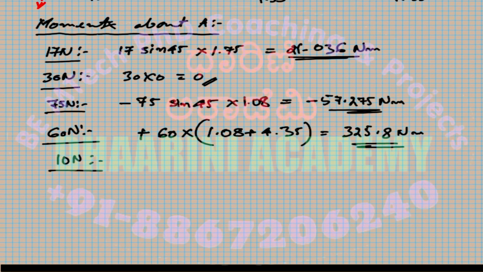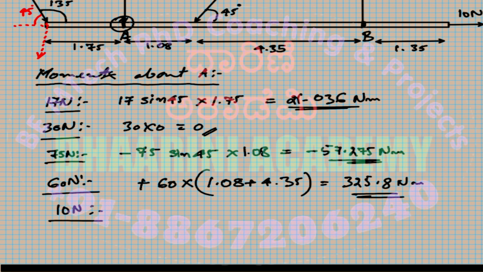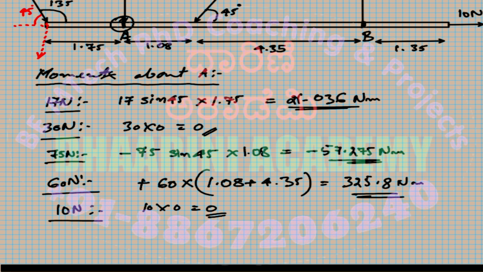Okay, then about the 10 Newton. If you look at the 10 Newton, the 10 Newton force is horizontal, which means it is actually passing through the point A, right? This is horizontal. So 10 into distance is 0, so 0 Newton meters. All right, so this is how you try to calculate the moment about A.